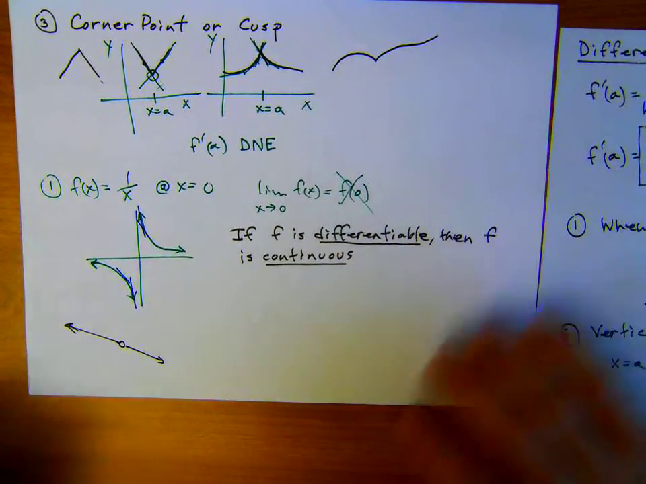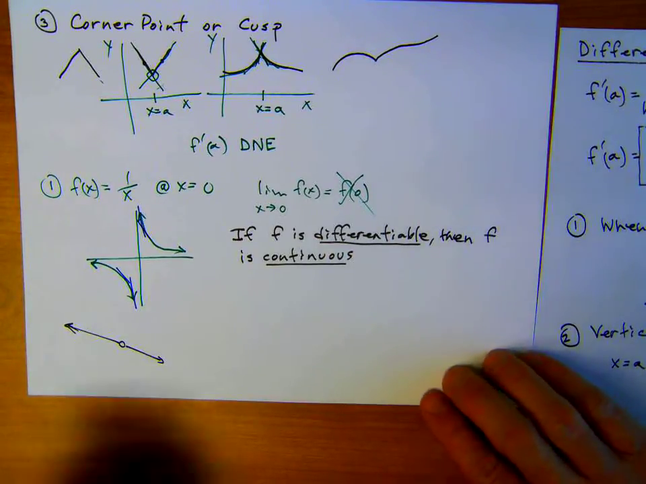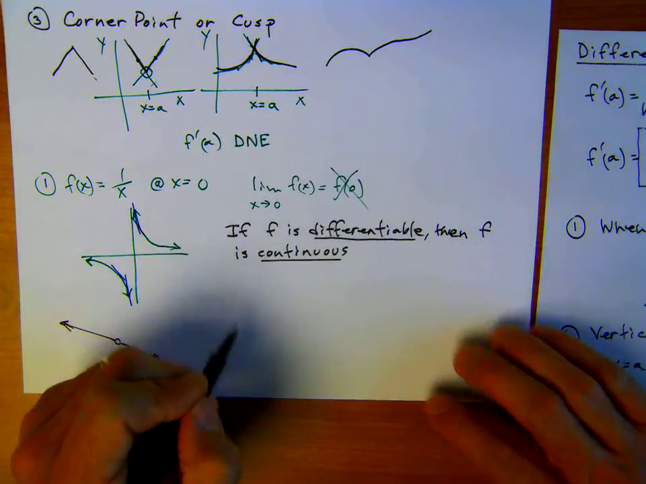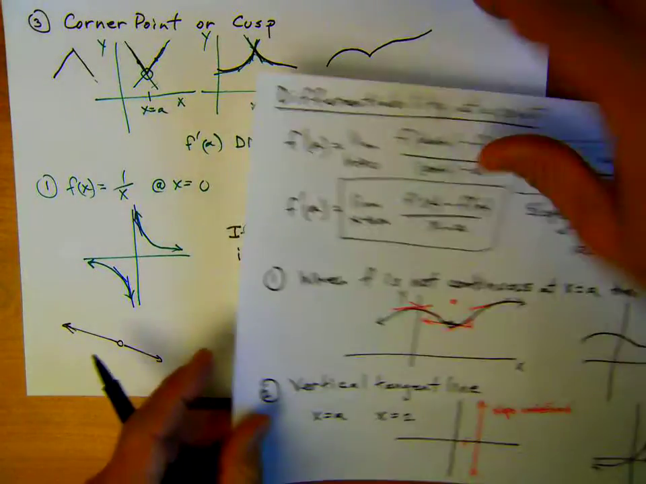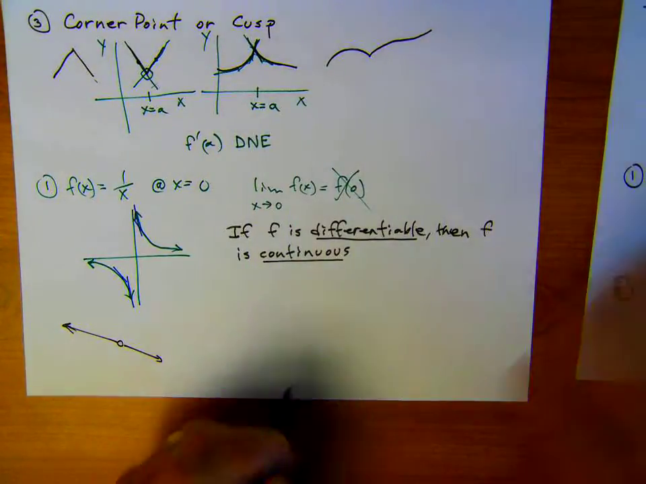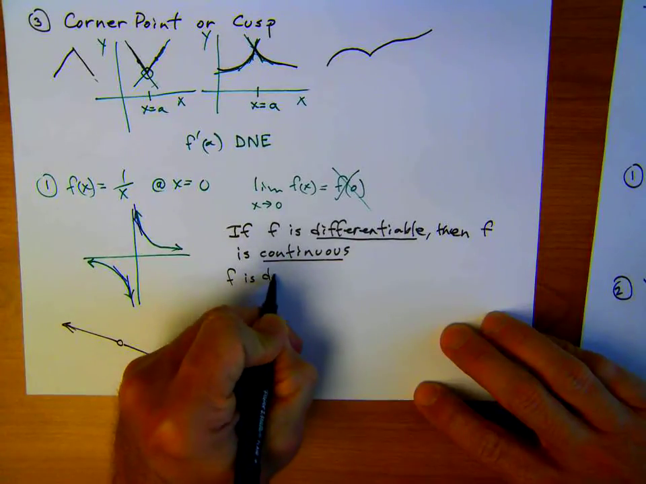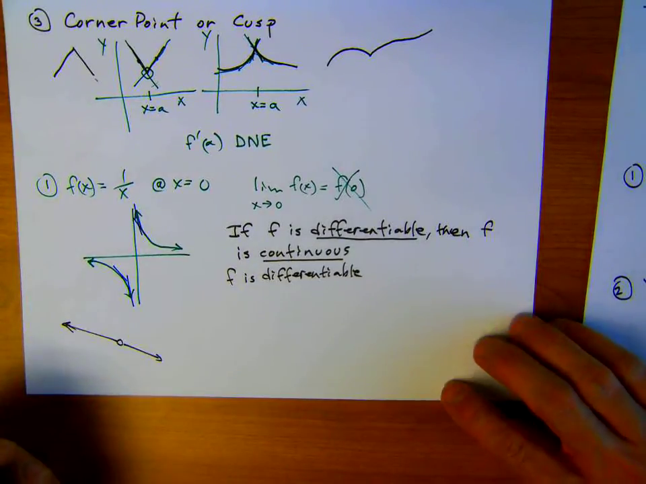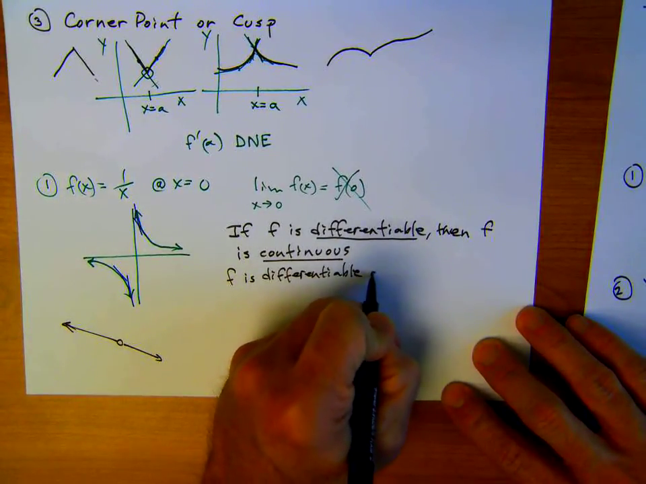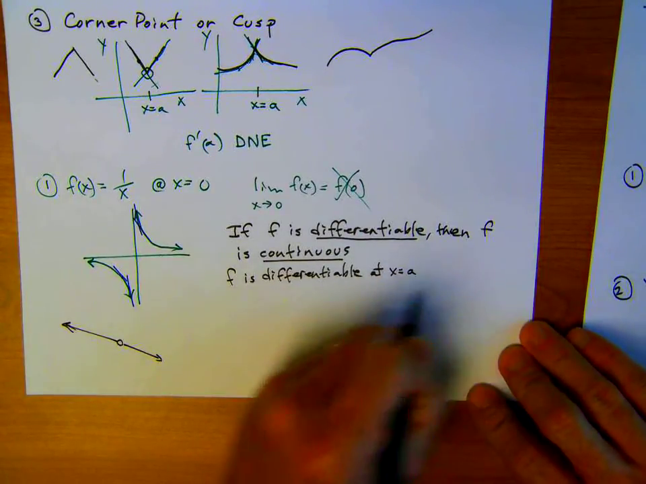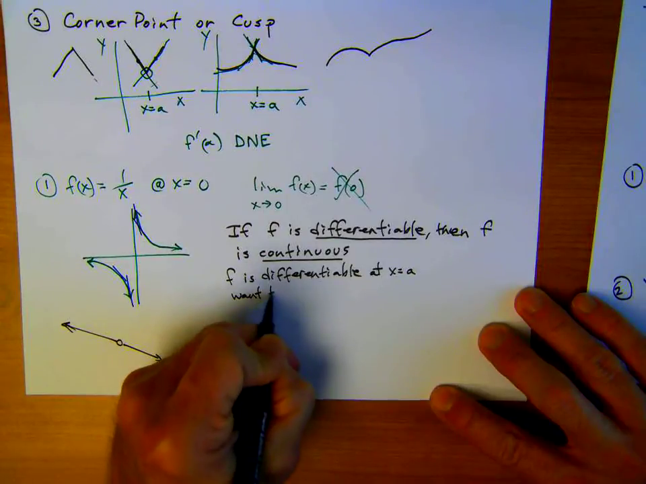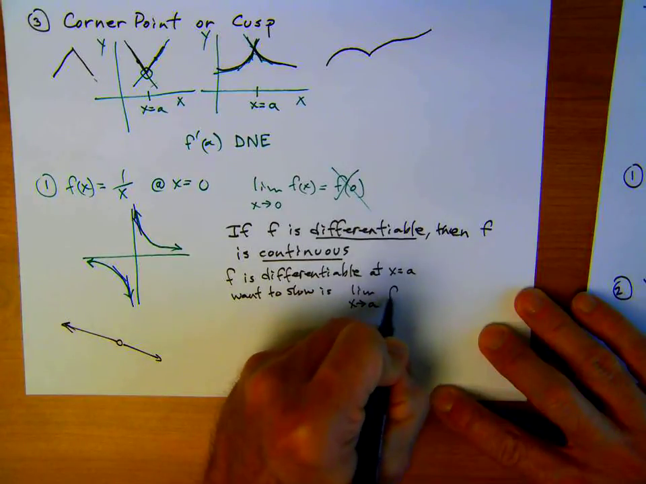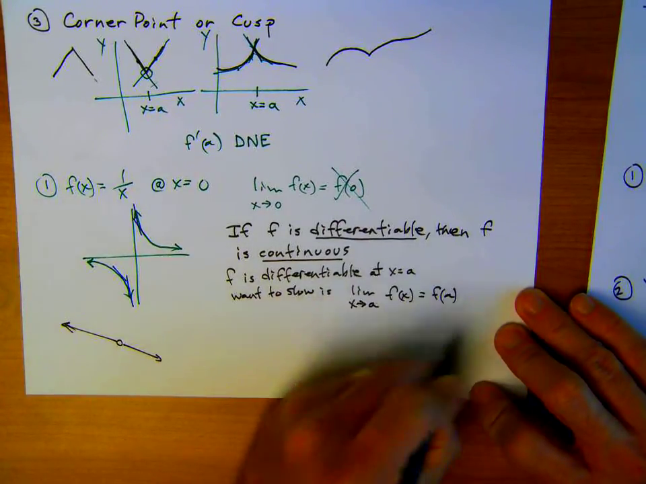All right, so I just want to give you a very brief, somewhat intuitive proof of this, and I'm going to use this definition back here. We're starting off with f is differentiable at x equals a. And what we want to show is that the limit as x approaches a of f of x equals f of a, right? Because that's our definition of continuity.